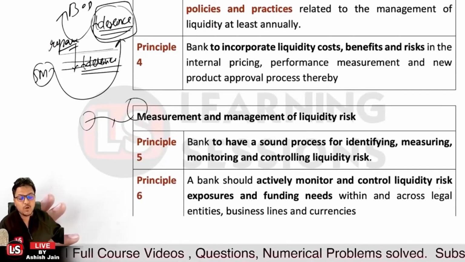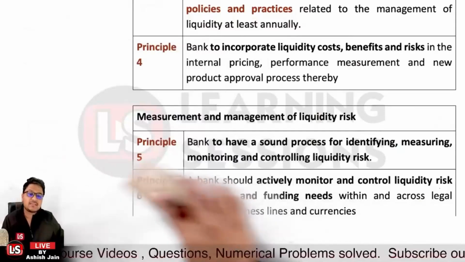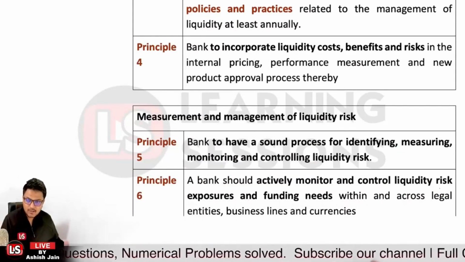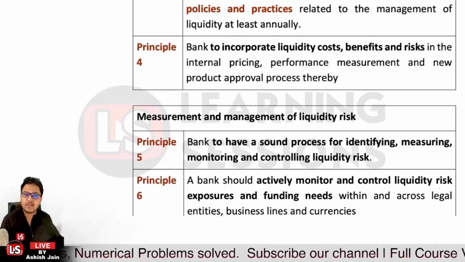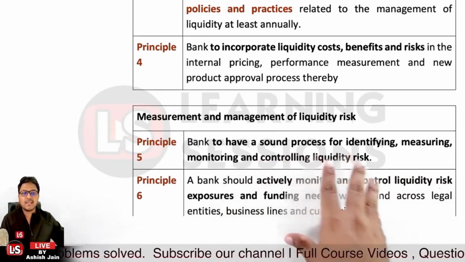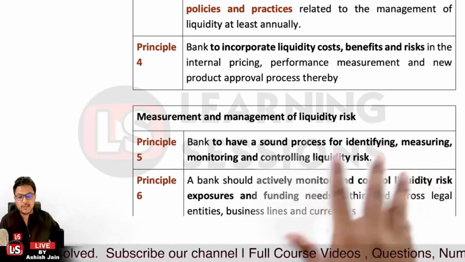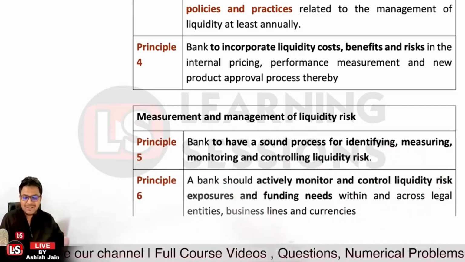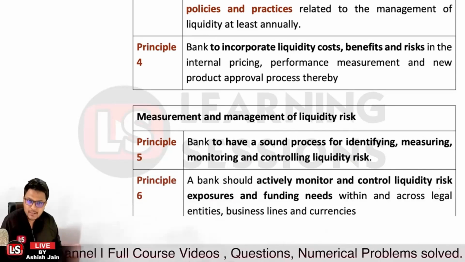Principle 5 is actually related to what? That the bank must be having a sound process. The sound process must be related to what? Related to identifying the liquidity risk, quantifying the liquidity risk, monitoring the liquidity risk, and controlling the liquidity risk over there. That's actually related to IMMC. Okay. IMMC is related to what? The identifying, measuring, monitoring, and further controlling the liquidity risk over there.